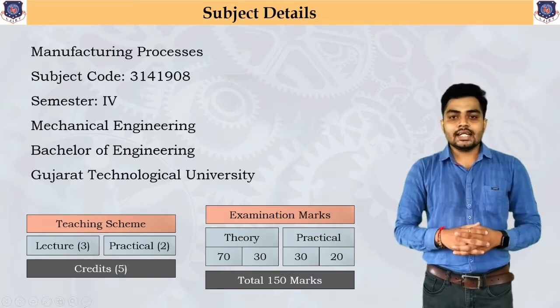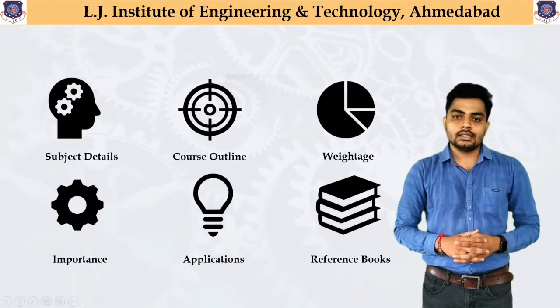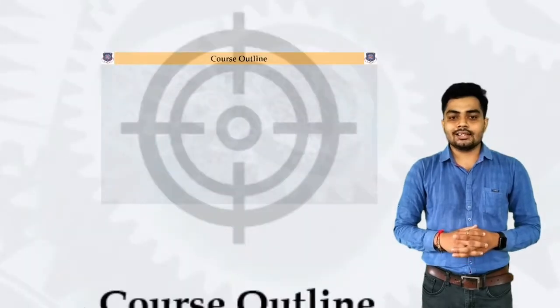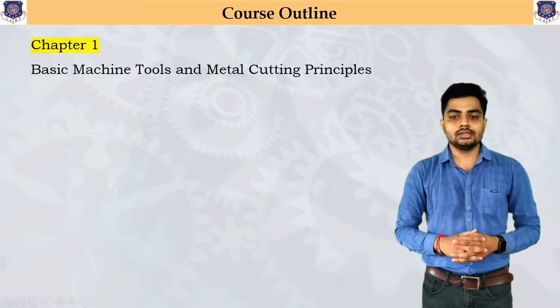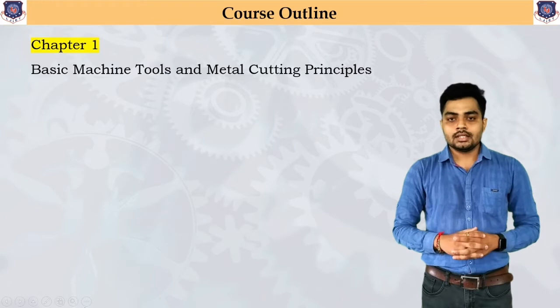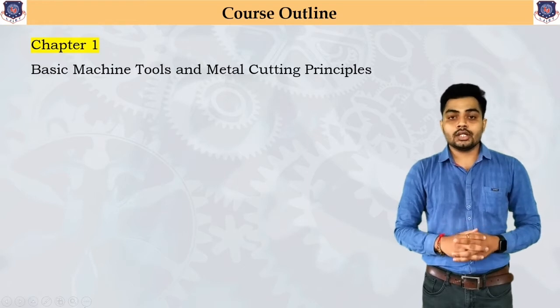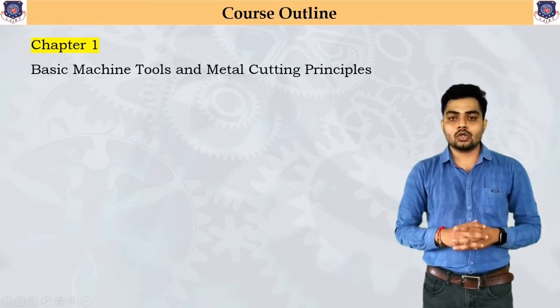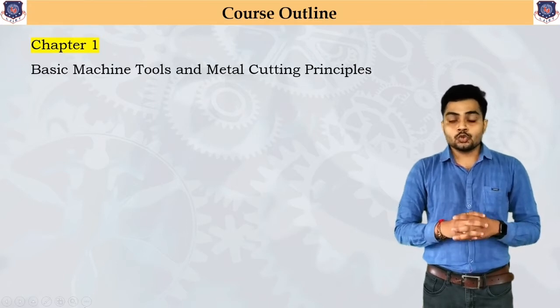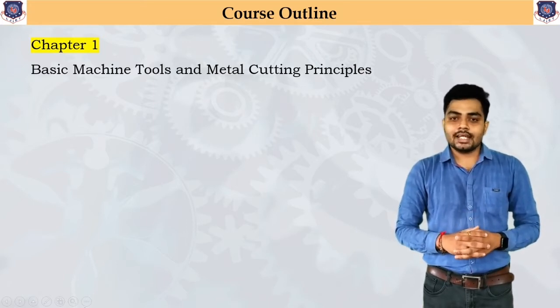So now the next topic, that is the course outline. In this, our first chapter is the basic machine tools and metal cutting principle. In this chapter, you will understand different machineries and the different important motions or movements required to perform operations on these machines. To understand this, let us take a simple example.